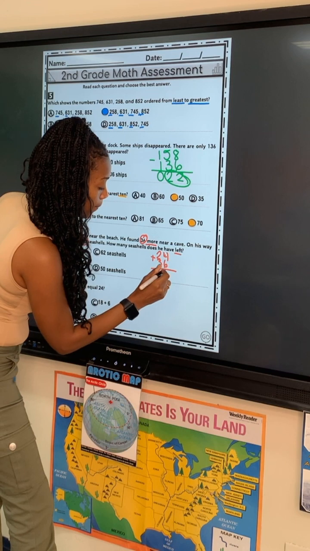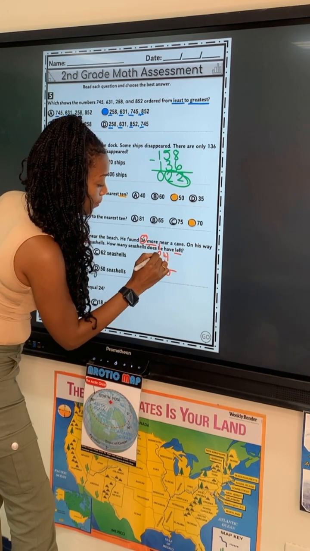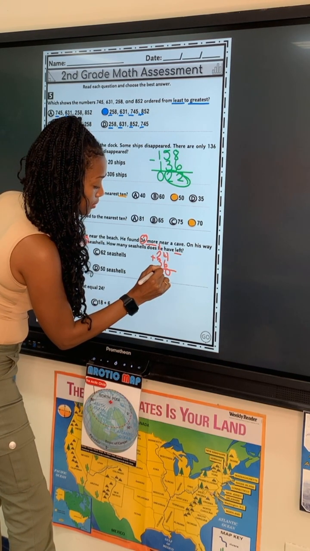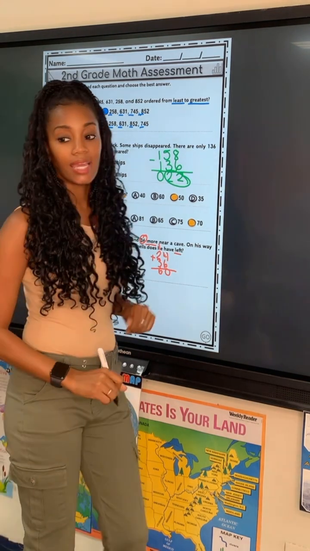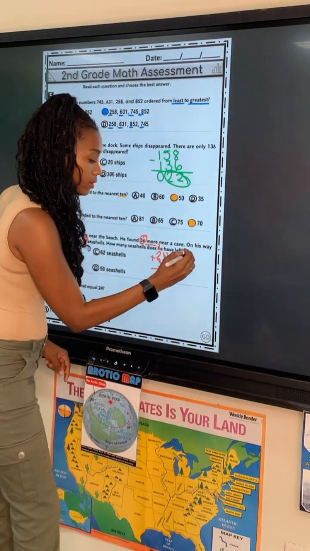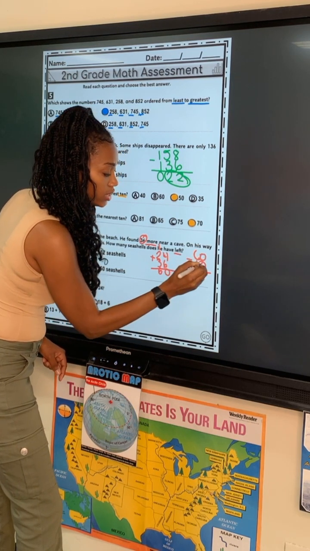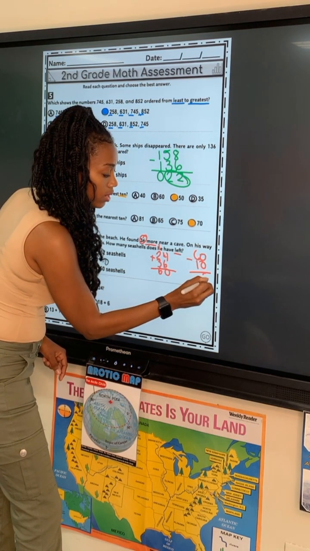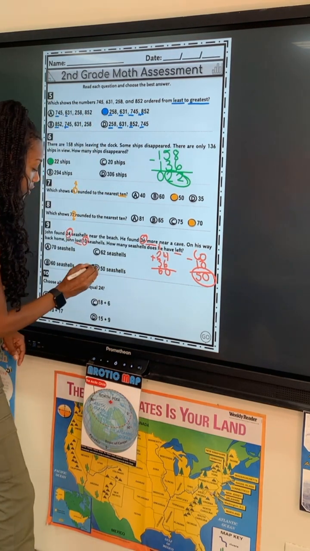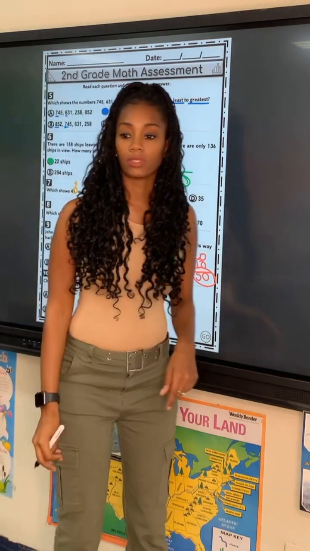What's 6 plus 4? 10. 1 plus 2? 3 plus 3? 6. So I have 60. Now it says on his way back, he lost how many? 10. So now we do 60 minus 10. What's 0 minus 0? 0. What's 6 minus 1? 5. And now you have your answer. He has 50 seashells left.